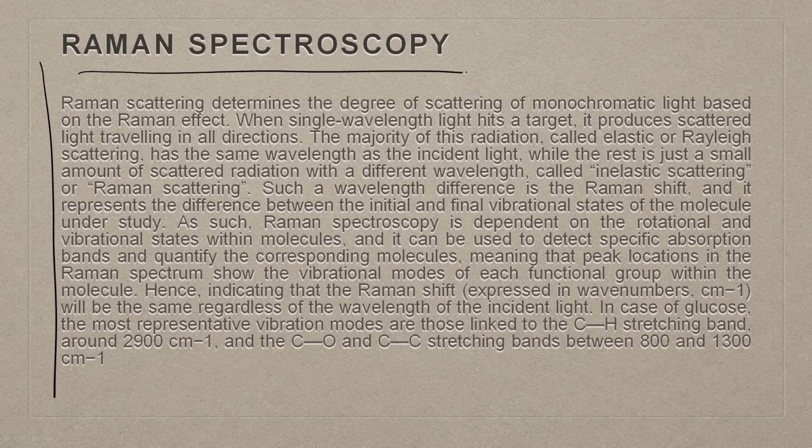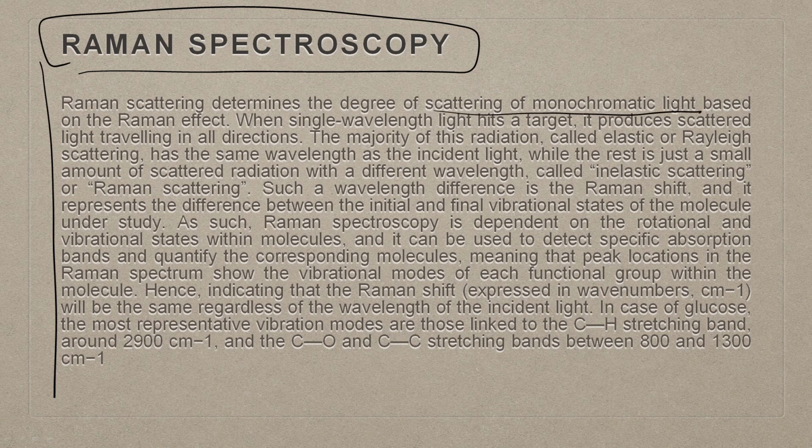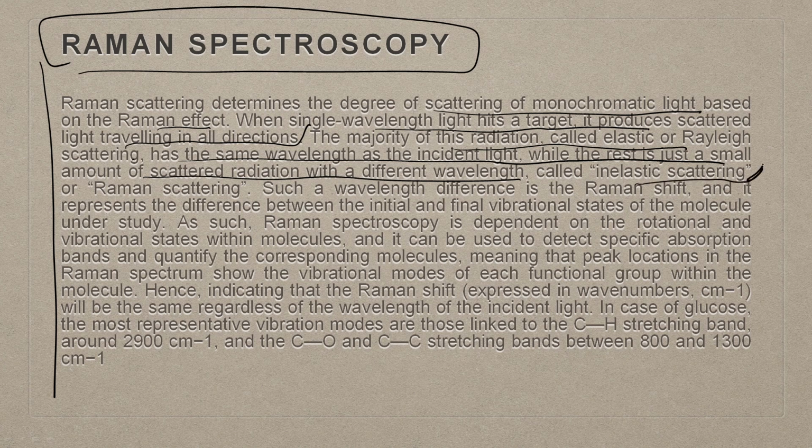As I told you, is Raman spectroscopy. This is another very favorite technology which is being used. Raman spectroscopy or scattering determines the decrease of scattering of monochromatic light based on Raman effect. When single wavelength light hits a target, it produces scattered light traveling in all directions. The majority of this radiation, called elastic or Rayleigh scattering, we have already talked about Rayleigh scattering earlier, has the same wavelength as the incident light, while the rest is just a small amount of scattered radiation with a different wavelength called inelastic scattering, or Raman scattering.